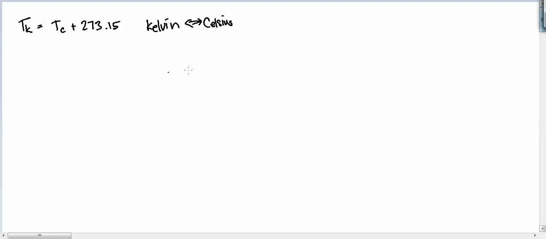So the one I remembered back when I was a kid was temperature in Fahrenheit is equal to the temperature in Celsius times 9/5 plus 32. All right, so this would be Fahrenheit to and from Celsius. And you can move this equation around if you want to, solve for different things.